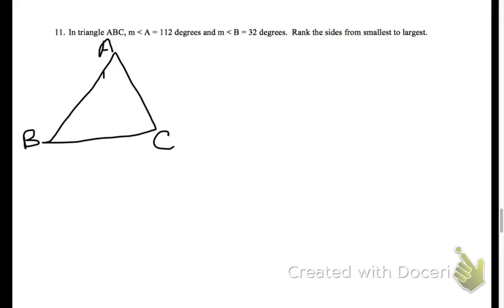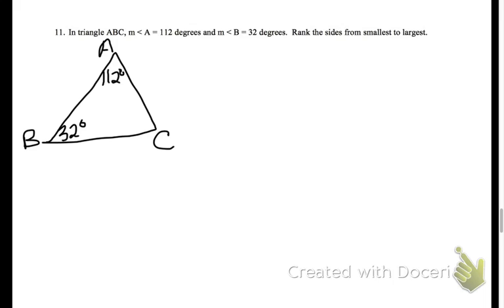Okay, number 11 here, we've got a triangle ABC. The measurements of angles A and B are given. We want to rank the sides from smallest to largest. There's no mention of a right angle, so let's just draw our triangle here. Angle A, angle B, and angle C, triangle ABC. A is 112 degrees, okay, not drawn to scale, obviously not. Angle B is 32 degrees. In order to determine the ranks of the sides, we really need angle C. So let's figure out what angle C is.